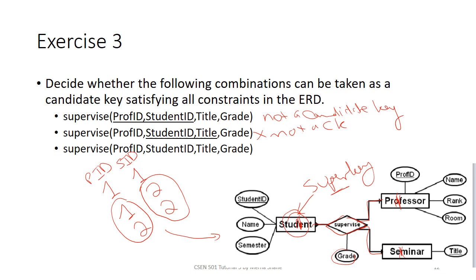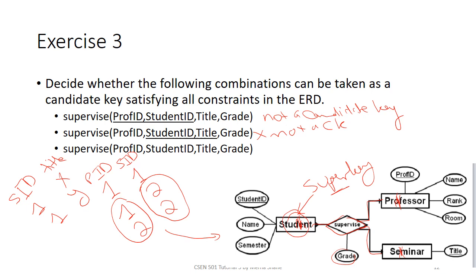Okay, let's see what constraints it violates. If I have student ID and I have title, this means that student 1 can have title X and student 1 can have title Y, which means that the very same student can have two different seminars, can have two different titles for their seminar, which is not stated in the ERD.